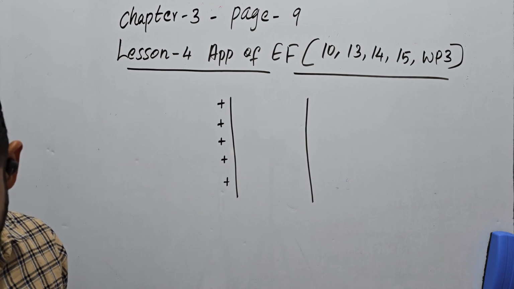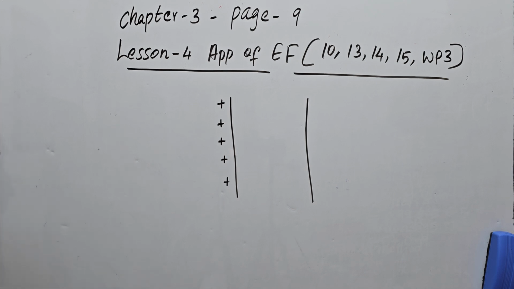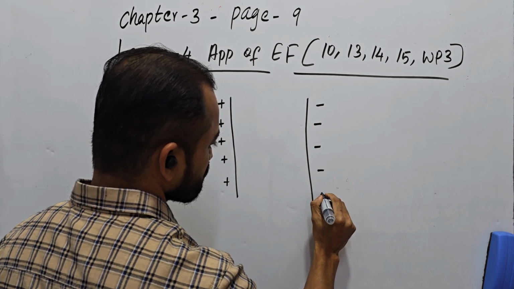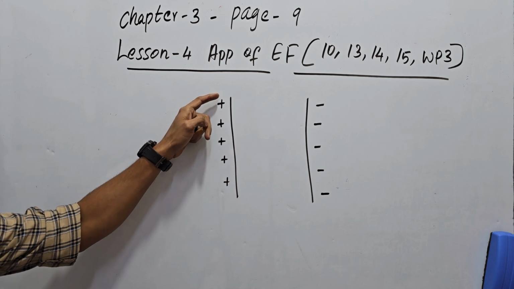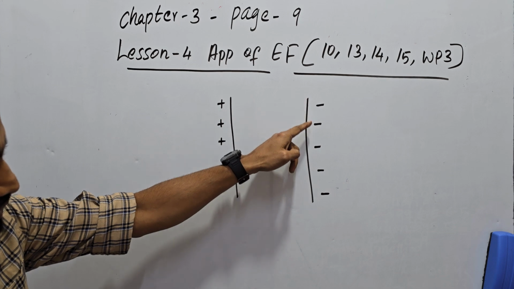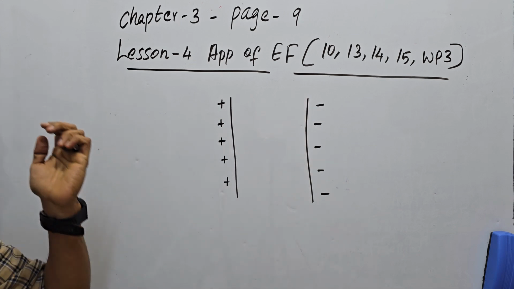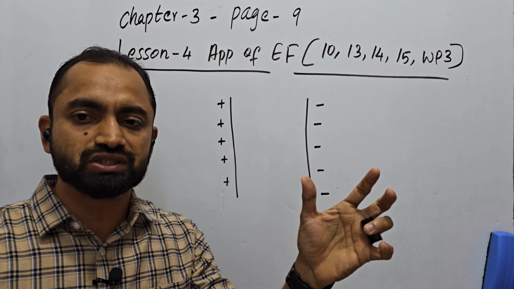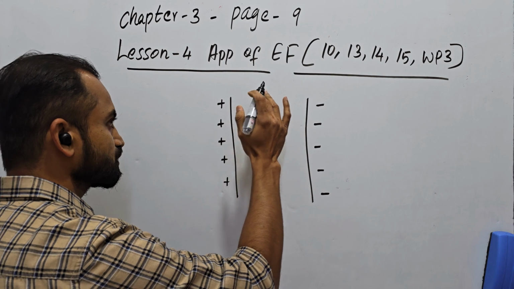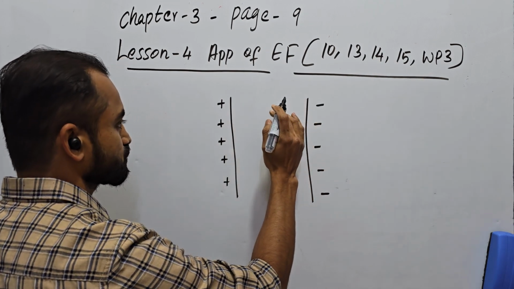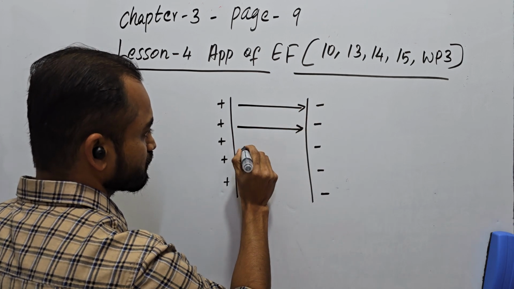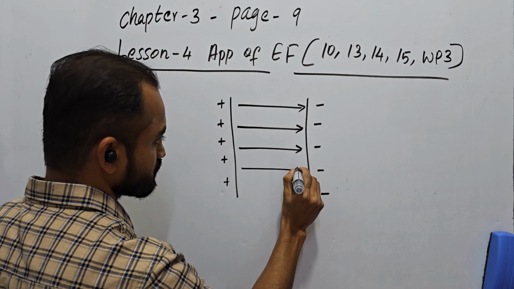See all the questions, okay? First I am explaining how to solve all these 5 questions. I am just giving examples. So this is a positively charged plate and this one is a negatively charged plate, right? So there will be an electric field. If there are two electric charges, there will be an electric field between the charges. What is the direction of the electric field? From positive to negative or negative to positive? Very good. The direction of the electric field is always from positive to negative.